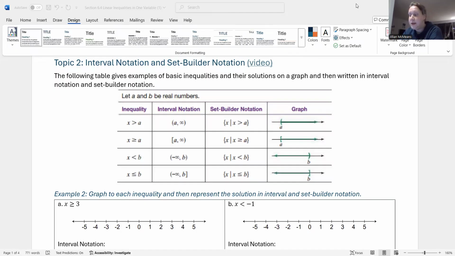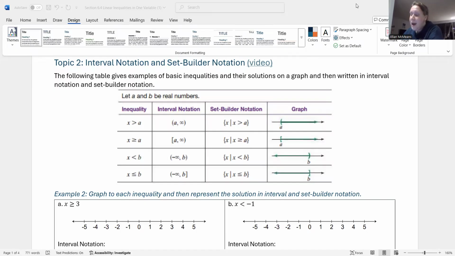I will say that typically interval notation is maybe a little bit more complicated than set builder notation. However, if you're struggling with interval notation, the tip I would give you is graph it. If you can graph an inequality, interval notation is so much easier.